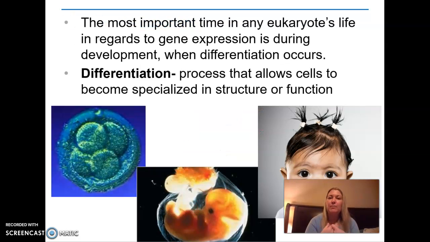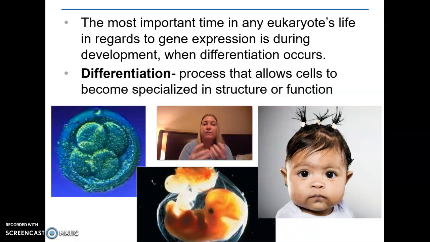So the most important time in any eukaryote's life for this gene expression to occur is really during development. Development is where we go from being a single-celled fertilized egg into an embryo and then eventually into a full-grown human. The process that allows cells to change in structure and function is called differentiation.